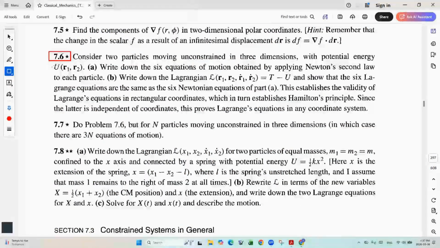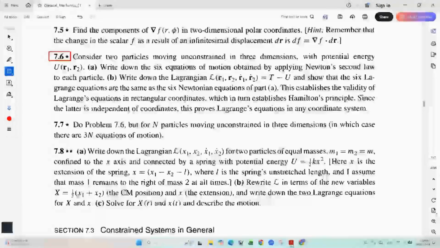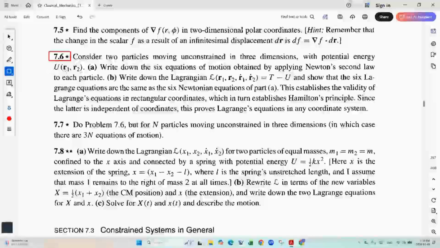Problem 7.6. Consider two particles moving unconstrained in three dimensions with potential energy U. Write down the equations of motion obtained by applying Newton's second law. Write down the Lagrangian L and then obtain the equations of motion.